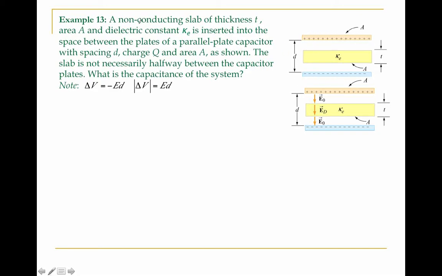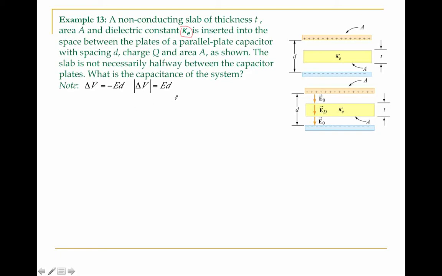So what I have here is an unconducting slab of thickness t. This is a dielectric material that has thickness t and a dielectric constant kappa, and it is inserted between the plates, not necessarily halfway between the plates, but filling part of the gap in between the plates. What does he want? What is the capacitance of the system? And he is asking you to use delta V equals minus E d, or delta V equals E d if you want the absolute value.